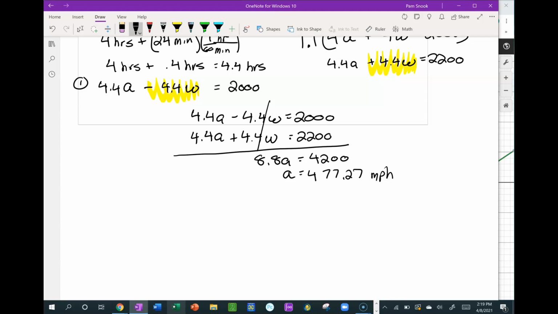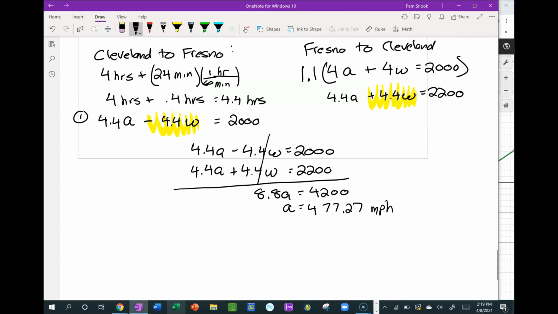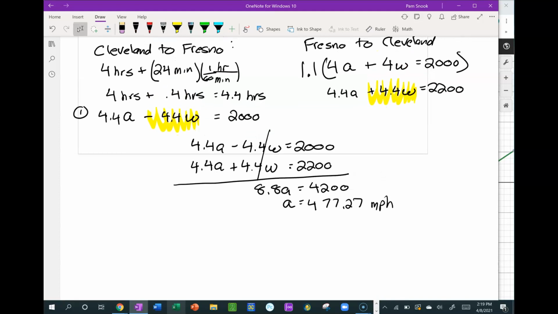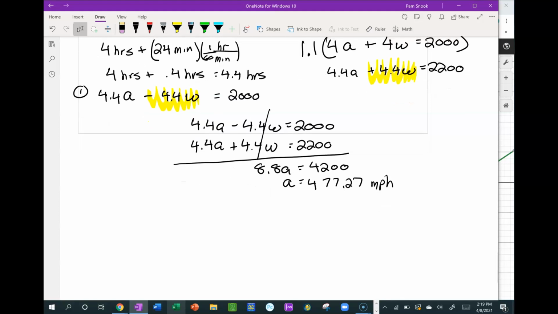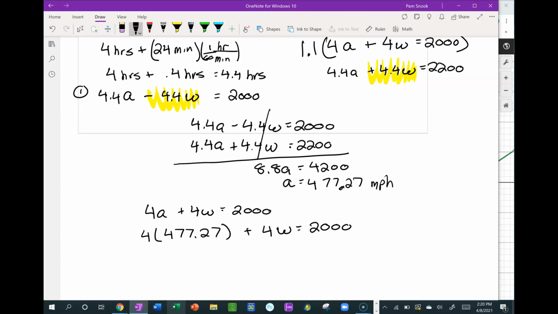Okay, I've got A. Let's get W. And I think it's easiest to plug A into my original equation, the one with just the 4s and not with those decimals. So I'm going to say 4A plus 4W equals 2,000. I'm going to plug in my 477.27 for A. So 4 times 477.27 plus 4W equals 2,000.